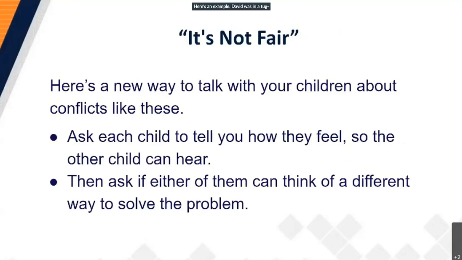And here's an example. David was in a tug of war over a truck with his brother Sam. His mom asked them both how they felt, so she's following this process, and if they could think of a different way to solve their problem. David looked at Sam and said, "You can have the truck, but when it's my turn, then I can have the truck." Sam was satisfied with David's solution, and in this example, David was 5 and Sam was 3. So even at such a young age as 5 and 3, this is a really important skill to start teaching them.